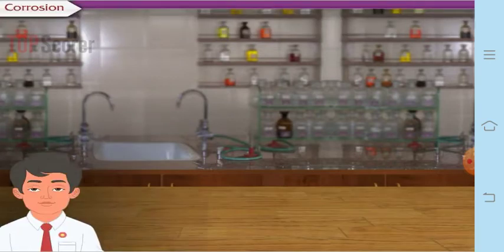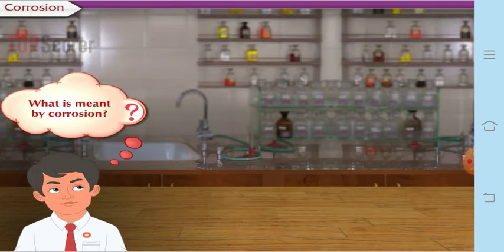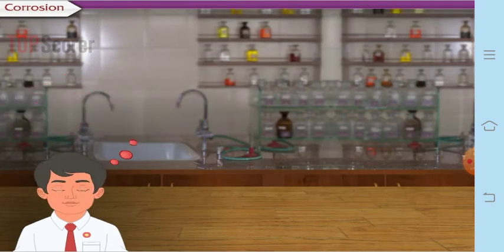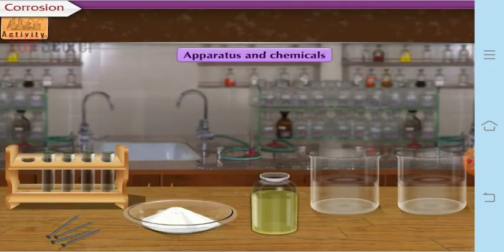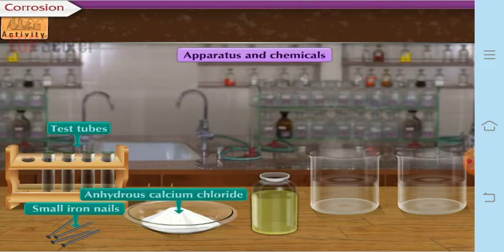Now, what is meant by corrosion? For this we will perform an activity and try to find out why this is happening. We require some apparatus and chemicals like test tubes and small iron nails. Then we require calcium chloride, anhydrous calcium chloride, as a chemical. Then we have oil here, then boiled water, and even salty water.